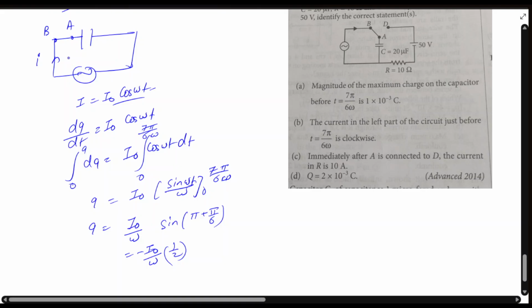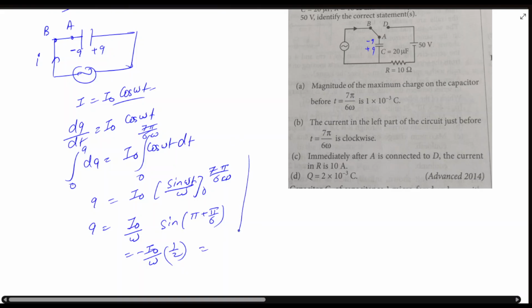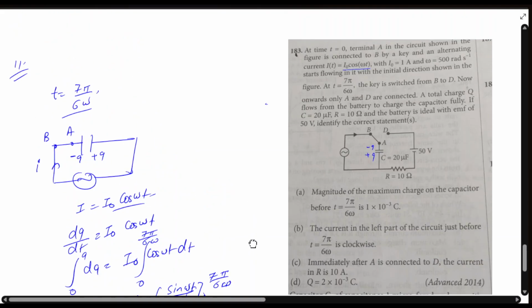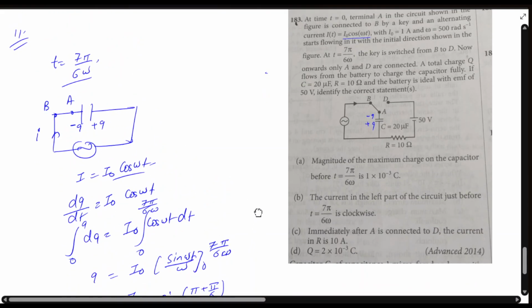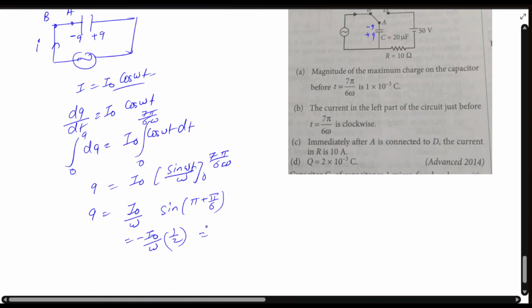So minus sign indicates that this plate will be minus q charge and this will be plus q. So this plate up will be minus q and this will be plus q. Okay, how much it will be? I naught. Let's find I naught first. So I naught was 1. It is given, right? We don't need to find it.